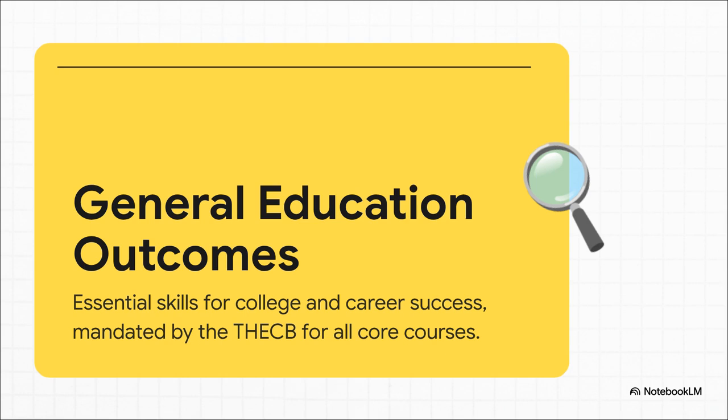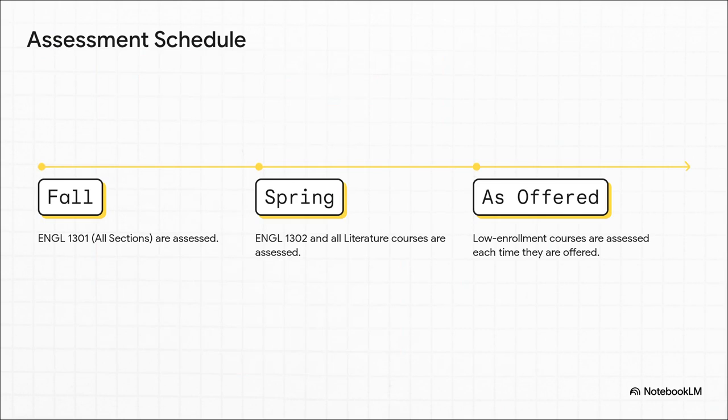And it's important to know this isn't just an internal thing we came up with. It's actually a state requirement from the Texas Higher Education Coordinating Board. It's their way of making sure that every single student in a Texas public college is building that critical foundation. The schedule for this is pretty logical. It's designed to follow a student's journey. So in the fall, we focus on English 1301. Then, when we get to the spring, we move on to English 1302 and our literature courses. This setup lets us see how students are developing as they move through our program. And for those literature courses that don't run every semester, no big deal. We just assess them whenever they're offered.